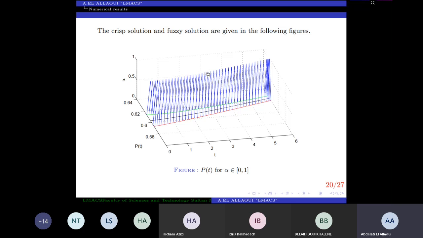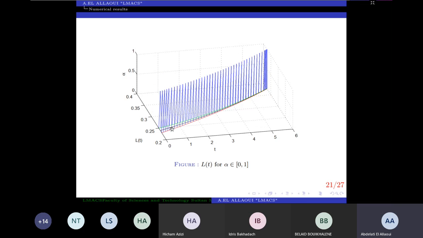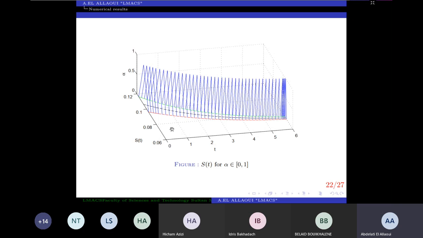And if alpha equal to 1, we are in this case, the projection of the peaks of the triangles coincide with the crisp solution. So which means that for alpha equal to 1, we are in the classical situation, and when alpha equal to 0, we have the support of potential smokers, and so on for the other parameters.